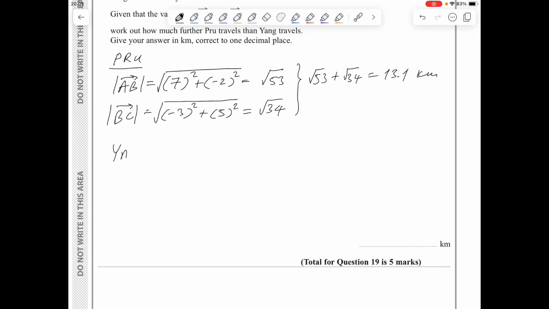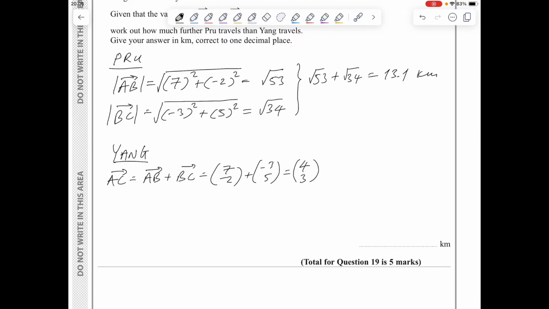And then for the second part, we'll need to find the vector AC. Now AC is equal to AB plus BC. Note, I'm not taking the modulus right now. I'm actually adding the two vectors. So 7 minus 2 plus minus 3, 5 will give me 4, 3.